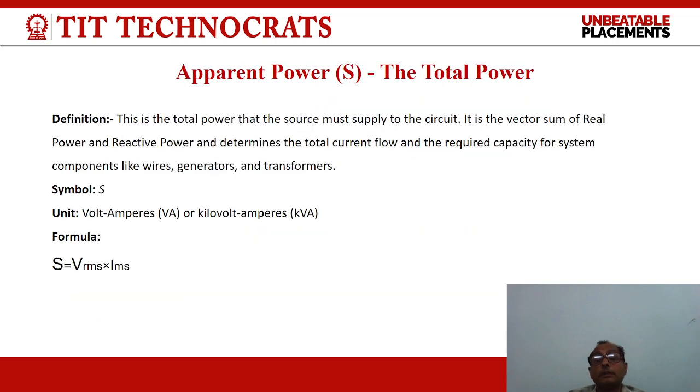Then comes your apparent power. It is the vector sum of real power and reactive power. So real power is P and your reactive power is Q. So it is the vector sum of both the quantities P and Q. This power determines the total current flow and the required capacity for the system components like wires, generators and transformers. Its symbol is S and its unit is volt amperes. So the formula for S is VRMS into IRMS.